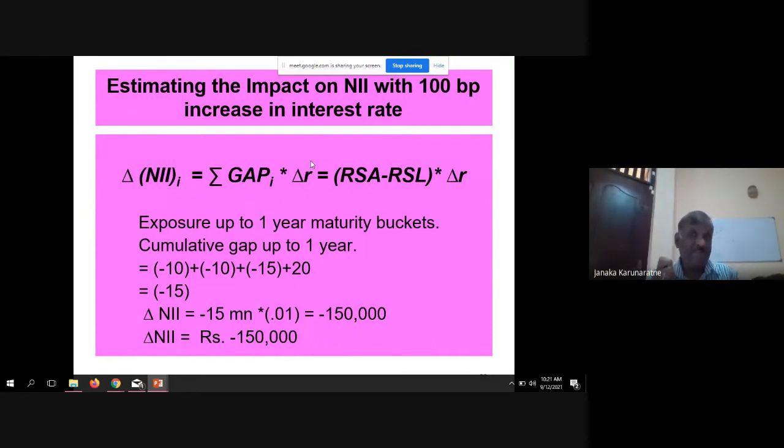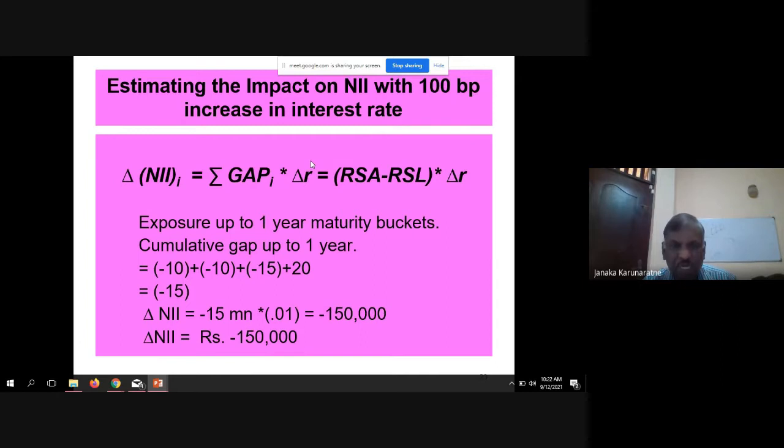100 basis points means 1%. Bankers use basis points for 1%, we have 100 basis points, right? So 100 basis point increase means how many percentage? 1%. When you say 50 basis point increase means what? 0.5%. 25 basis point increase means 0.25% and so on. Always 1% equals 100 basis points. So 100 basis points means 1%, minus 15 into 1%, that is 0.01 in decimals.